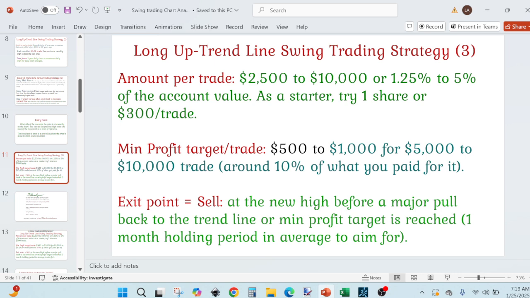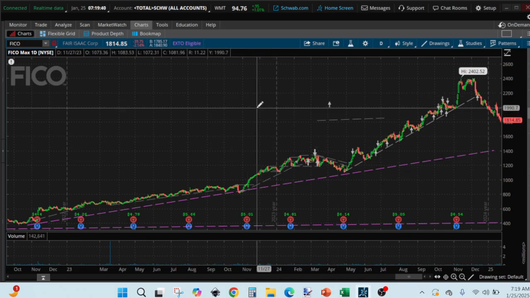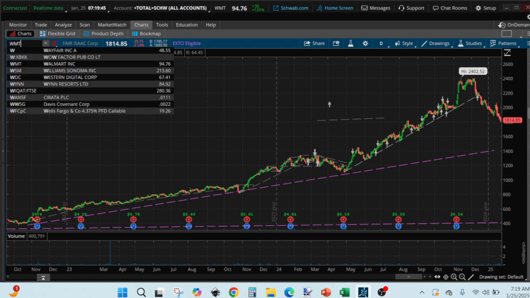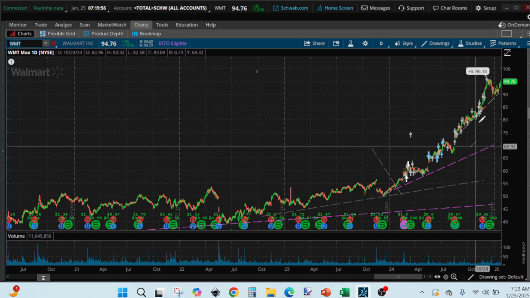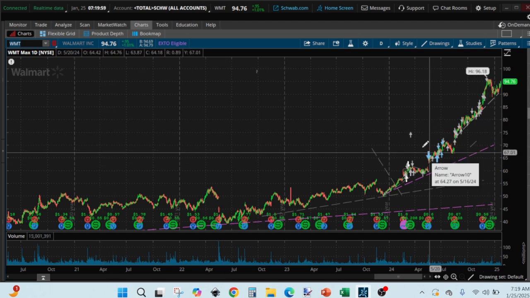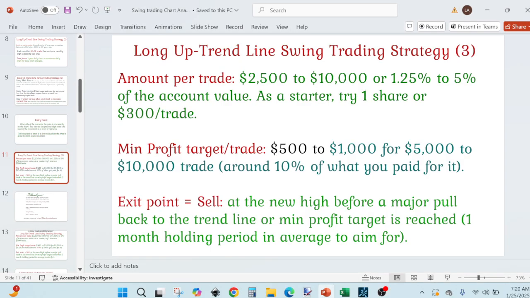If that's $300 a trade, yes, there are even large cap stocks that you'll be able to buy at a relatively low price. Not all of them are expensive. If we pick Walmart, for instance, it is less than $100 a share, and 10% is $9. So with $9 profit, you can just get out and wait again for the next entry. But yeah, just start small and grow your account little by little.